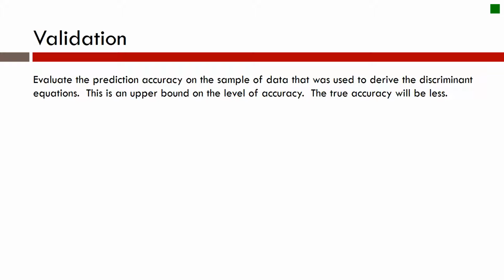So the argument here is that the functions are somewhat circular. With the hit ratio, we're using data to validate. The hit ratio is basically a measure of our function's ability to predict class membership, but the class membership that it's predicting was used to create the actual discriminant function. So it's a little circular.